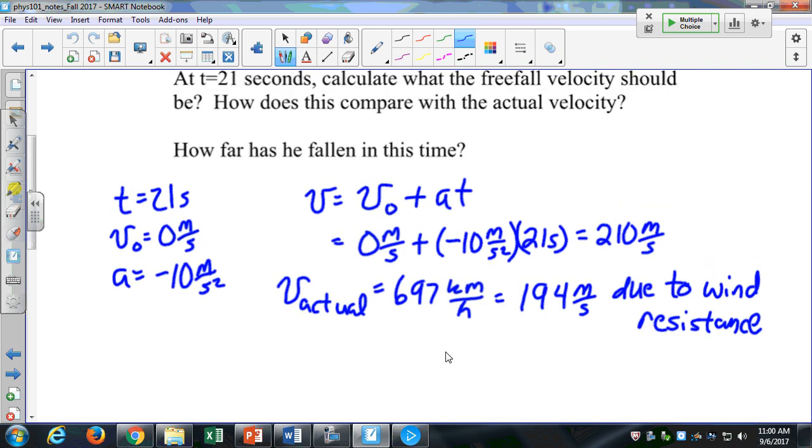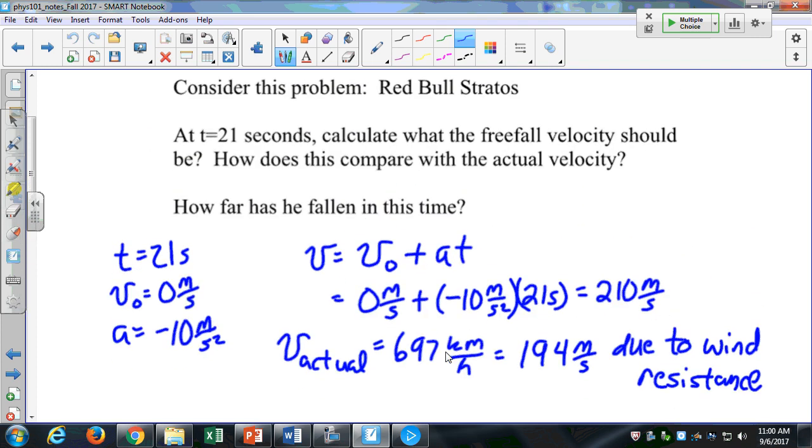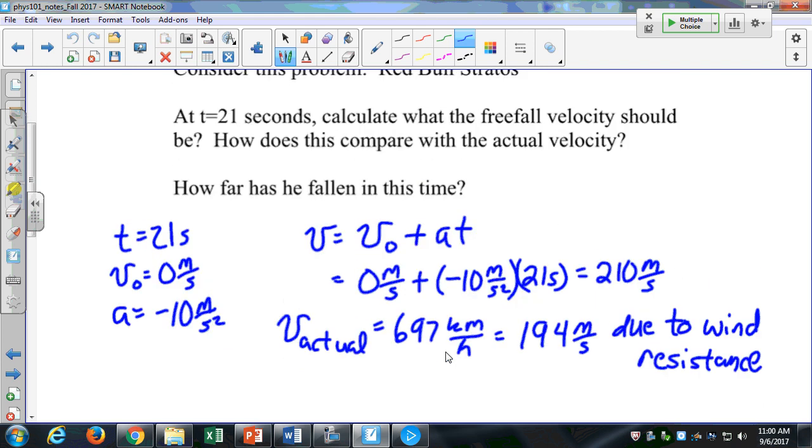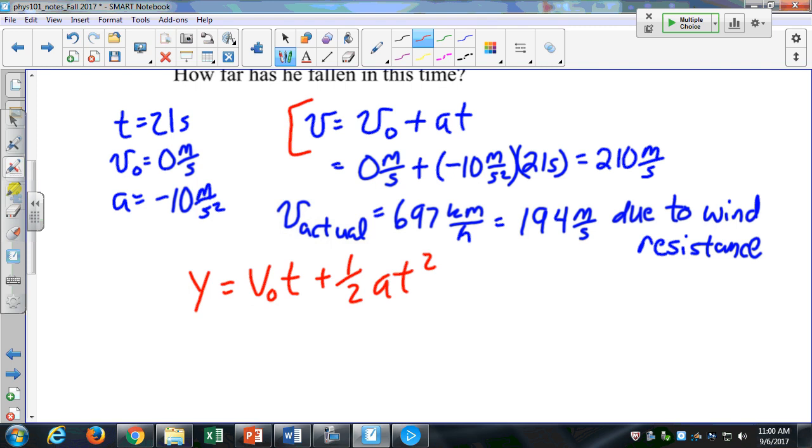Okay, we started off with this guy jumping from the Red Bull, and we didn't find out how far he had fallen in this time. So I want to know how far he's fallen in this time. Remember, we really just have two equations. We have v equals v naught plus at, and then y equals v naught t plus 1/2 at squared.